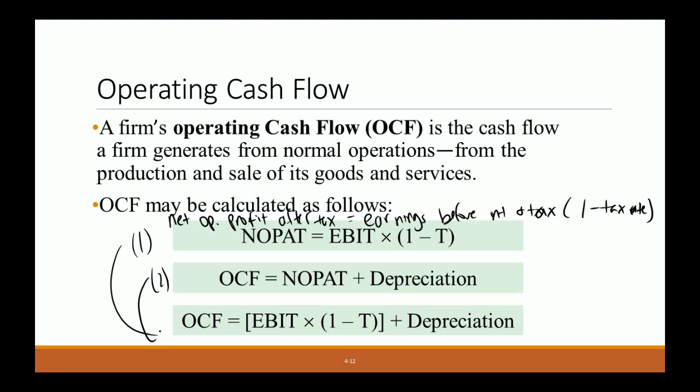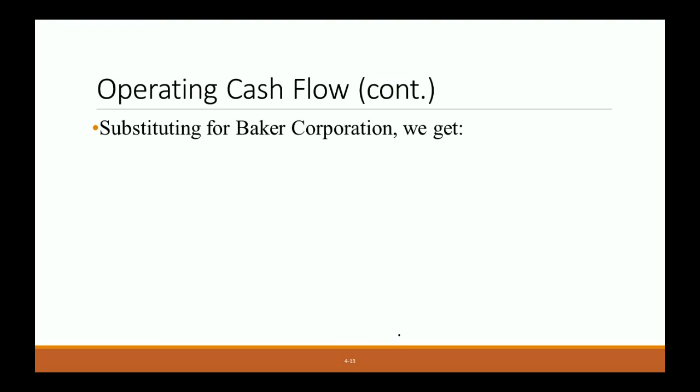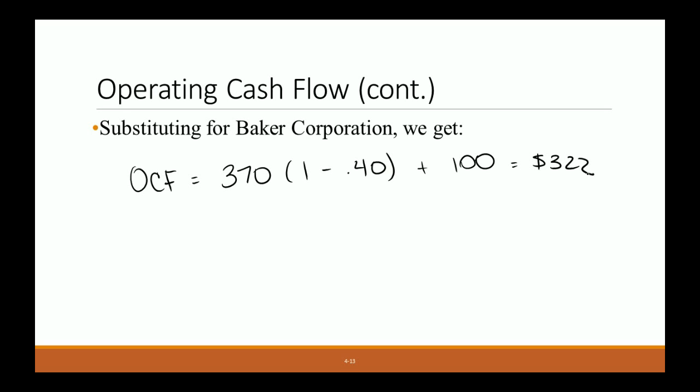So if we use this for Baker Company, we will see that our operating cash flow is equal to our earnings before interest and tax of $370 times 1 minus our tax rate of 40% plus our depreciation expense of $100. So that gives us $322.